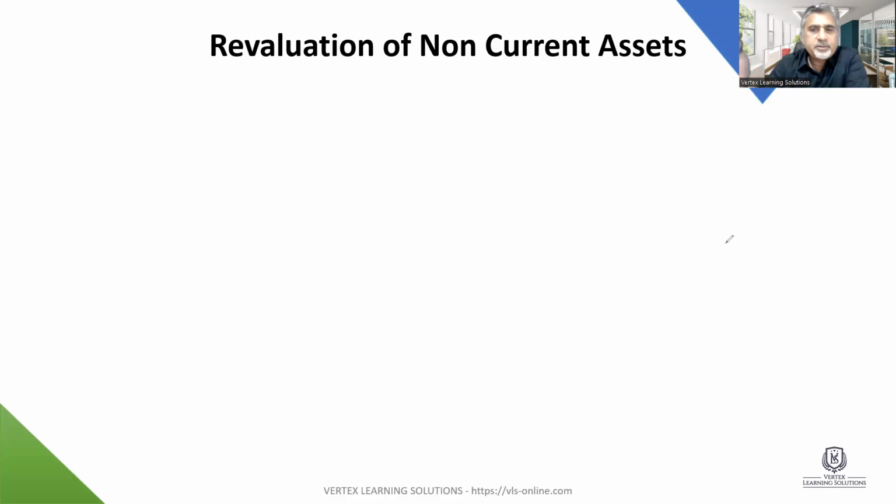Okay, now we are going to discuss a very important topic, revaluation of non-current assets. It is important from the logical point of view that we need to revalue the assets sometimes. And it is also sometimes a little bit tricky from an exam calculation point of view. So let me explain the concept of revaluation, what it is and why it is.